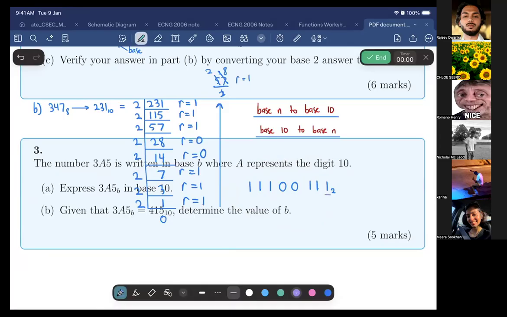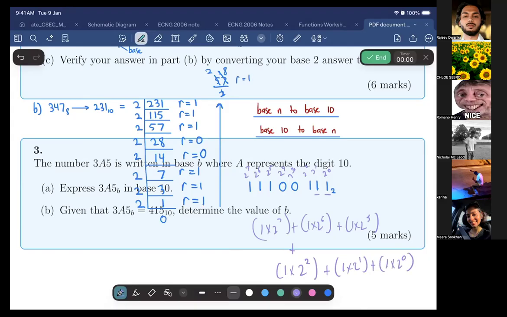What place values will those be? That'd be 2 to the power of 0, 2 to the power 1, 2 to the power 2, 2 to the power 3, 4, 5, 6, 7. Right. So we're just going to consider the ones with 1 in them. That'll be 1 by 2 to the power 7 plus 1 by 2 to the power 6 plus 1 by 2 to the power 5 plus 1 by 2 to the power 2 plus 1 by 2 to the power 1 plus 1 by 2 to the power 0. I'll check that real fast.